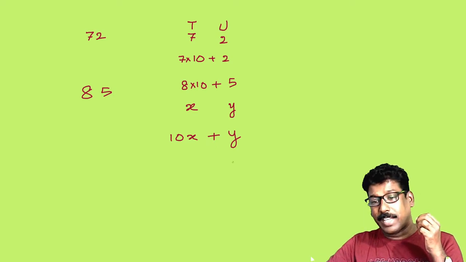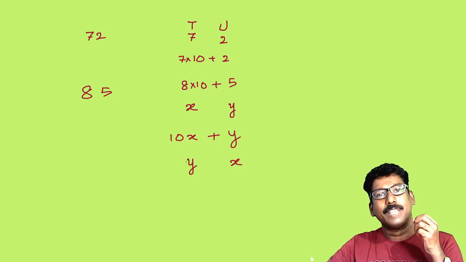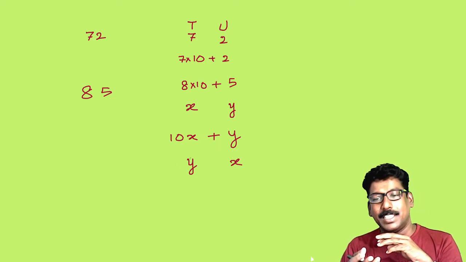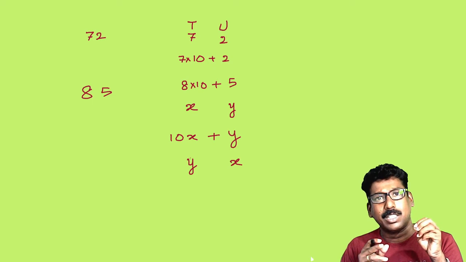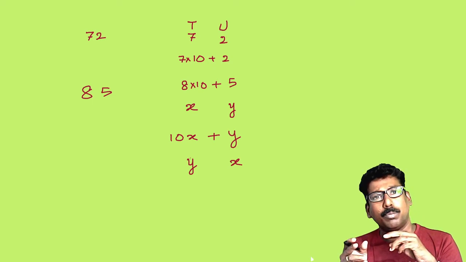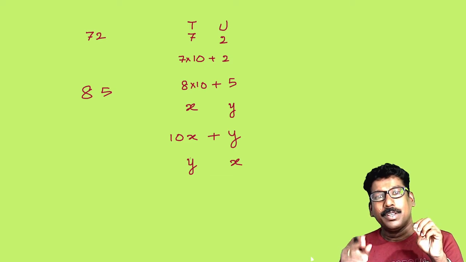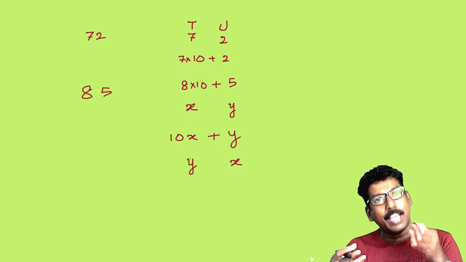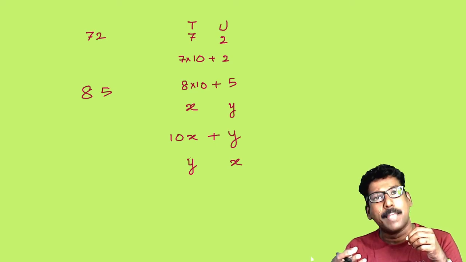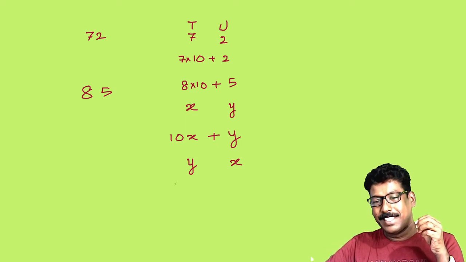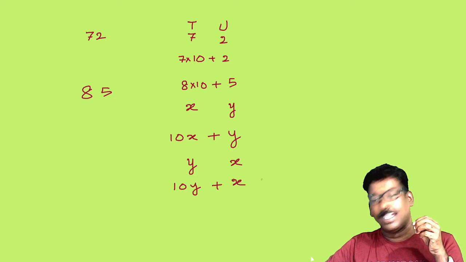Then if I am writing x in the unit place and y in the tens place, that means I am reversing the digits. First, x in tens place and y in unit place, you can write it as 10x plus y. Now y in tens place and x in unit place. Can you say how you can represent this number? Yes, it is 10y plus x.